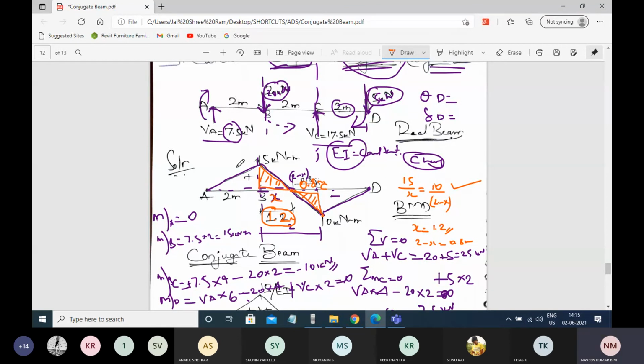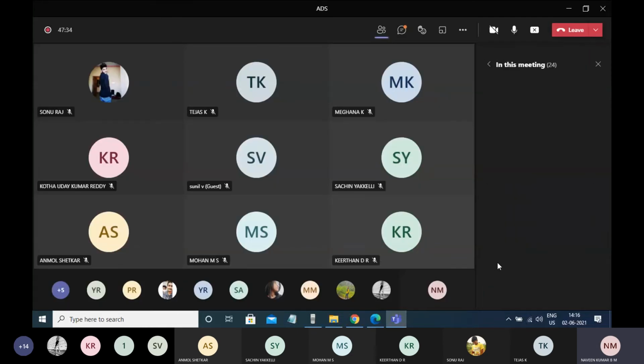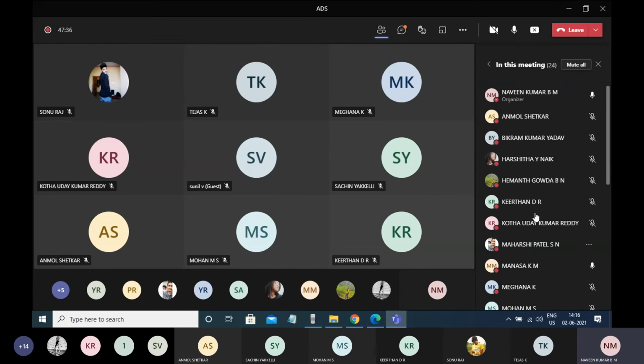So this way you can find the bending moment diagram. Any clarifications required related to finding the bending moment diagram? No, sir. Okay.